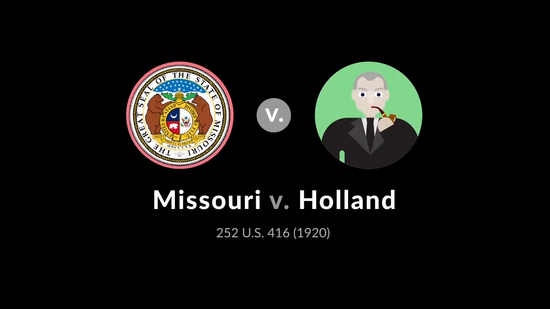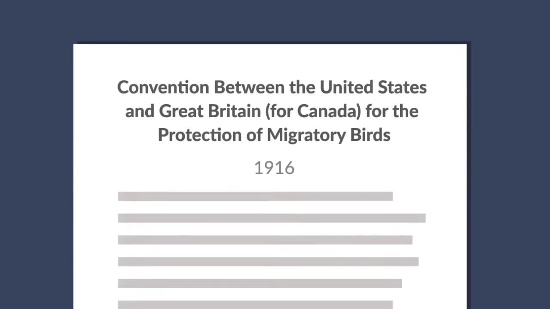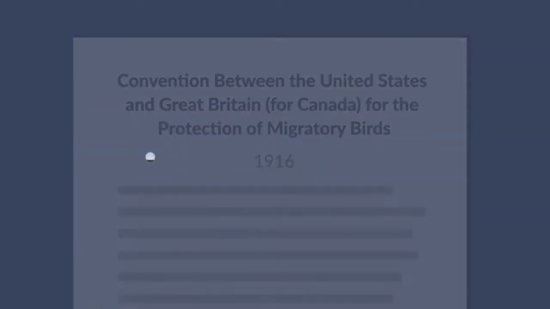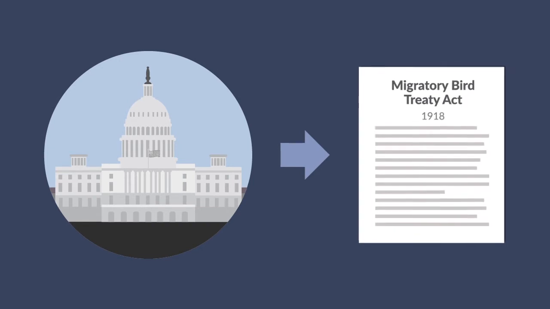In Missouri versus Holland, the federal government's treaty power flew strong when the United States Supreme Court upheld a statute that protected migratory birds. In 1916, President Woodrow Wilson entered into a treaty with Great Britain that provided greater protection for migratory birds. To put the treaty into effect, Congress passed the Migratory Bird Treaty Act of 1918, which prohibited the killing, capturing, or selling of the birds protected by the treaty.